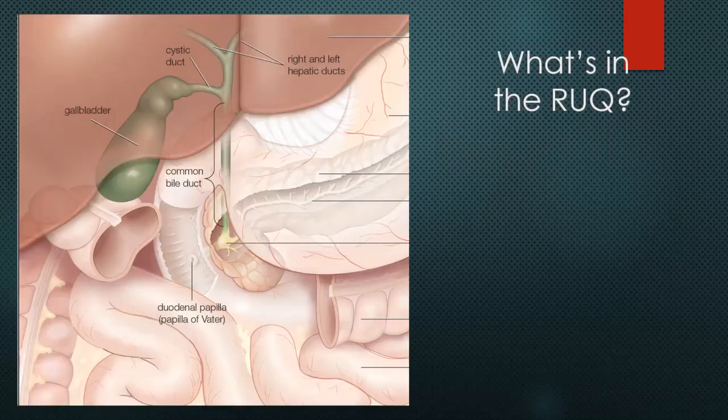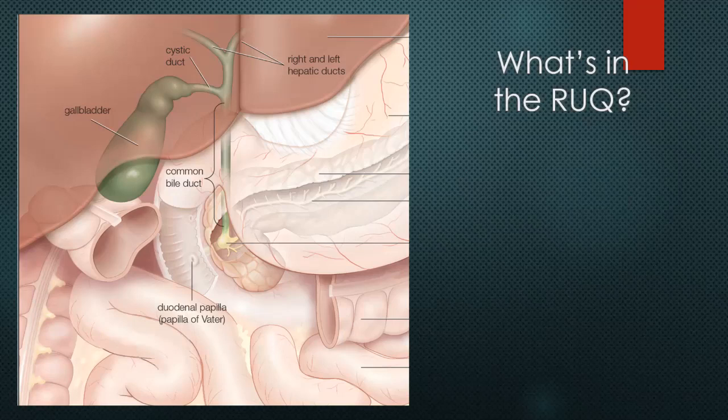So, when you first approach a patient with right upper quadrant pain, the first big question you have to ask yourself is, what structures are found in the right upper quadrant? What could be causing this patient's pain? There's actually quite a lot of things in the right upper quadrant. Notice that there's the liver, there's the gallbladder, there's the large intestine and the small intestine. There's the head of the pancreas, as well as the biliary duct system, as well as the pancreatic duct system, as well as part of the stomach.